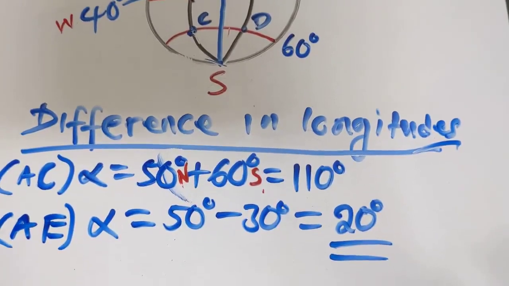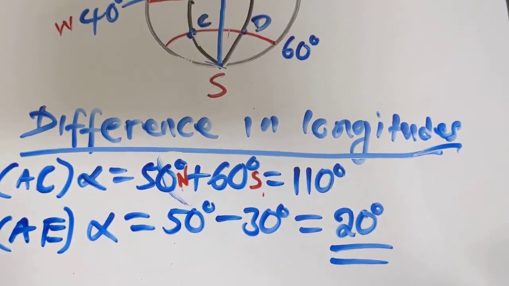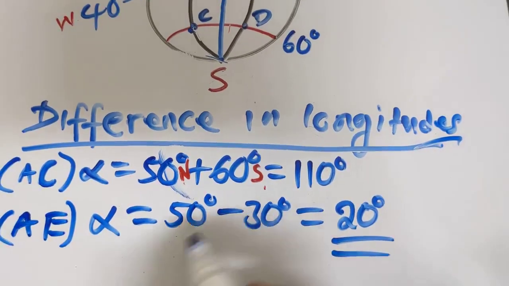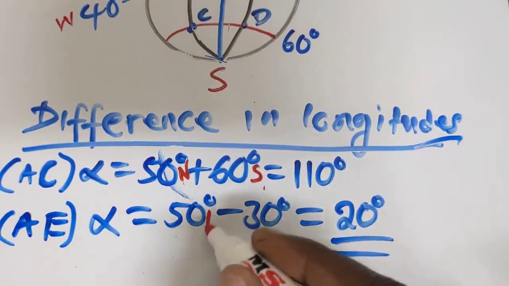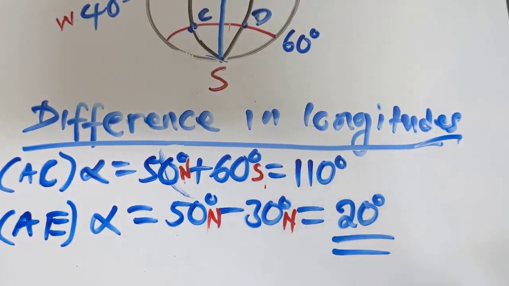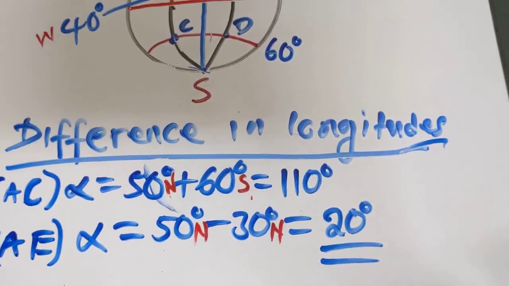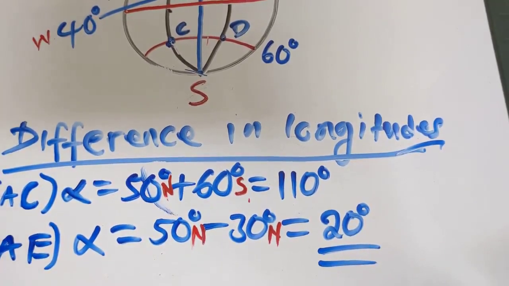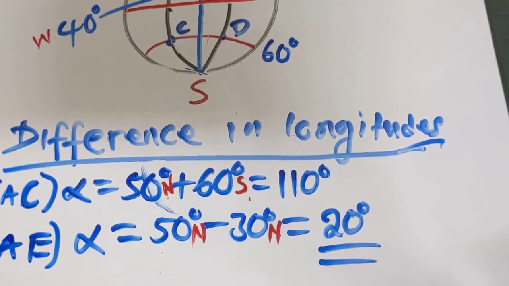So if they are in the same region, we subtract, and if they are in different regions, we add. This was north and this was north, so they are in the same region, and we subtract. If they are in different regions, we add. That is the clue there, that is the logic right there. That is what we are supposed to do.